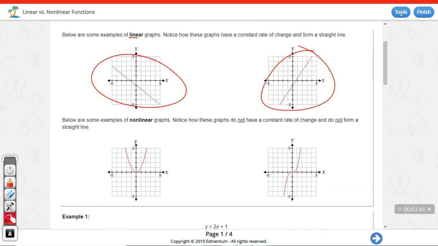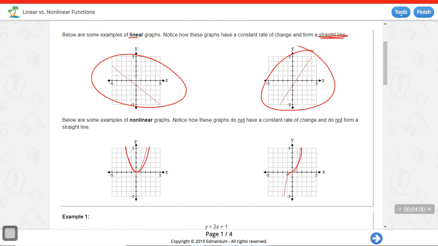And nonlinear ones, well, they curve. I know some people say, oh, it has to be a straight line. No, all lines are straight, all right? If it doesn't form a straight line, it's not straight. It's not a line if it's not straight. And as we look at this, we've got a curve here. This is a nice parabola down here, but that is not a line.